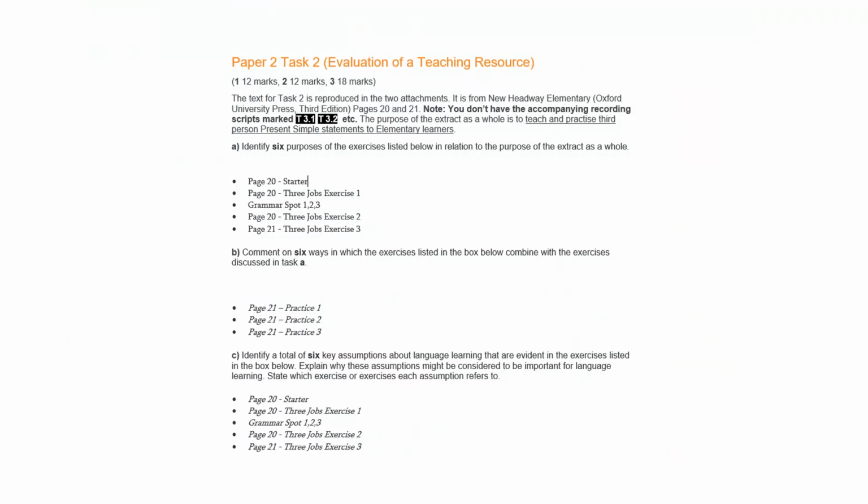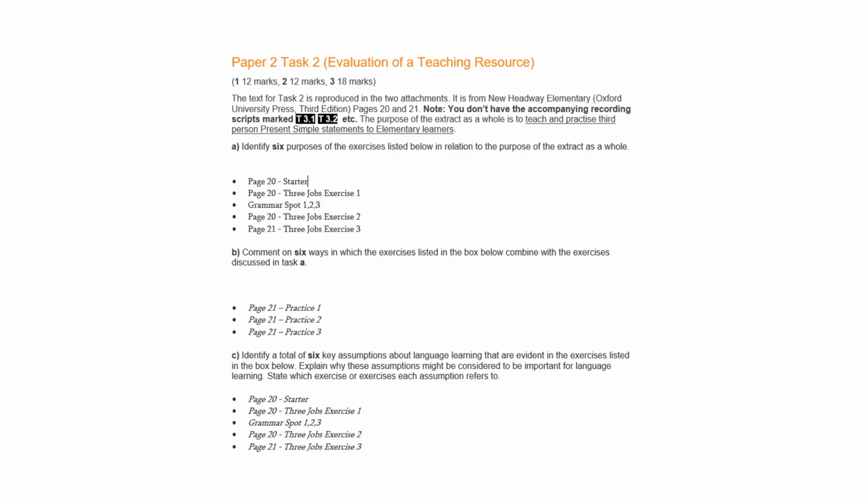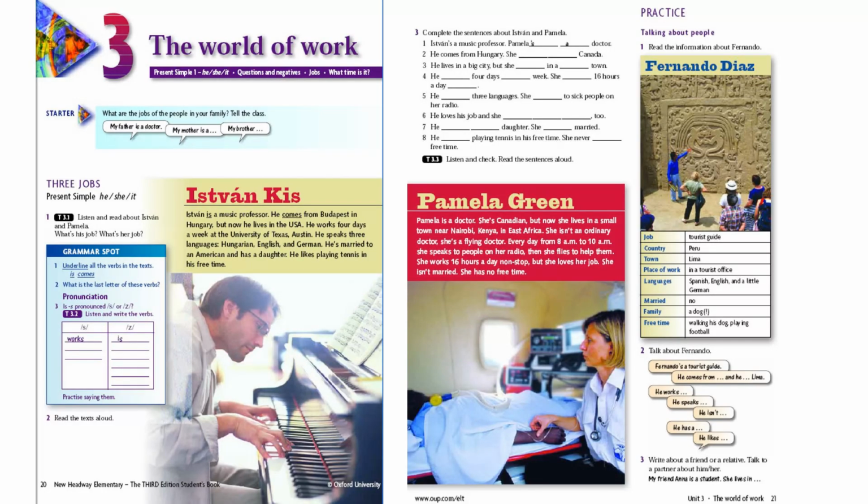Okay, so this is the lesson we studied in class with our tutor. You need to pause the video here. You have to give 6 purposes and also how they link, how the questions in exercise B link with the questions from exercise A, and you also need to give assumptions. And this is the task.